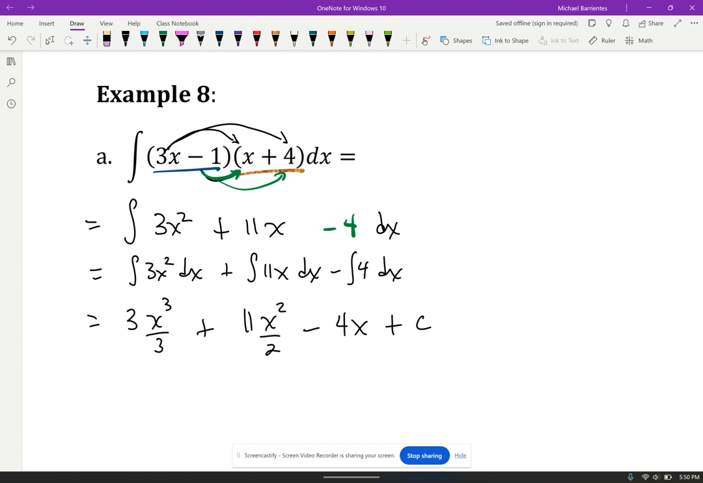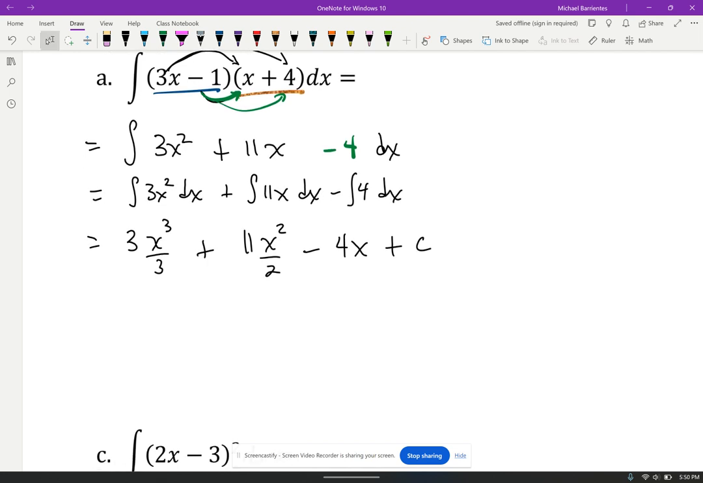I don't know why I put these equals over here. Also, have you noticed that as soon as I take the antiderivative, I don't need the integral symbol anymore. I don't need the dx anymore. Once I take the antiderivative, those are gone because they're telling me to do something, and as soon as I do it, I don't need them. So my antiderivative here would be x to the third plus 11 halves x squared minus 4x plus c, and that's my antiderivative.